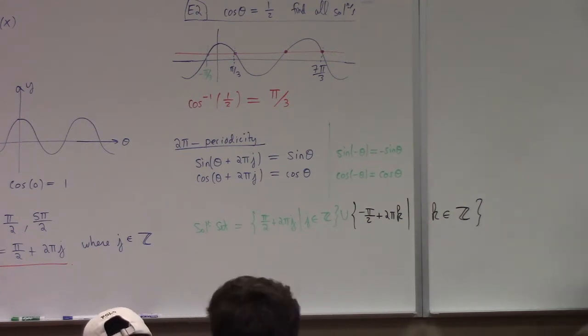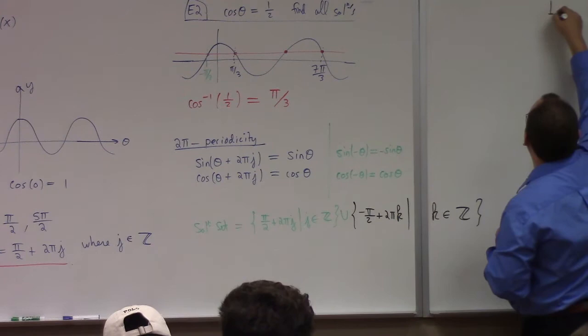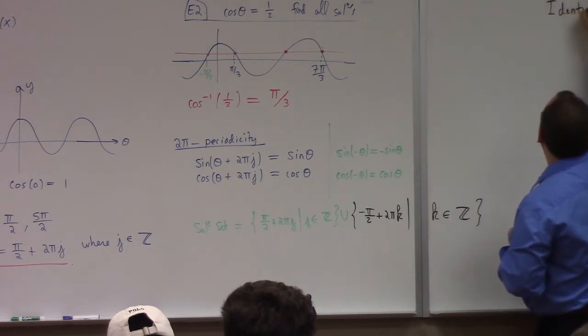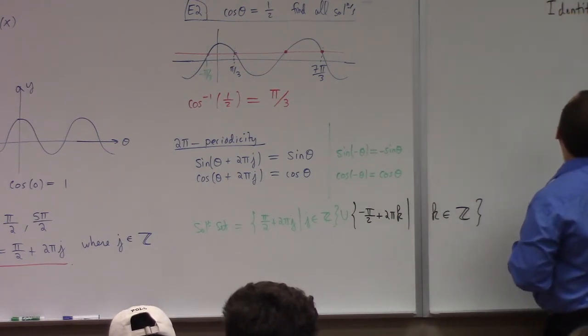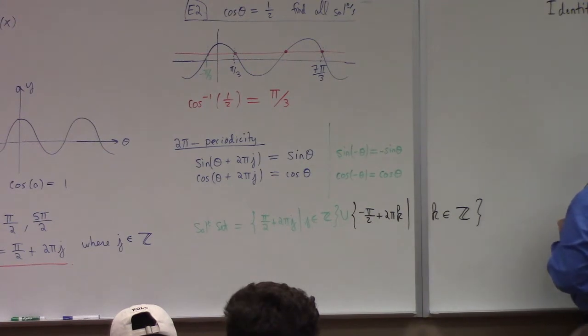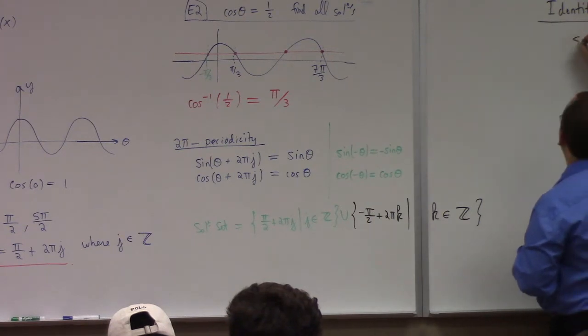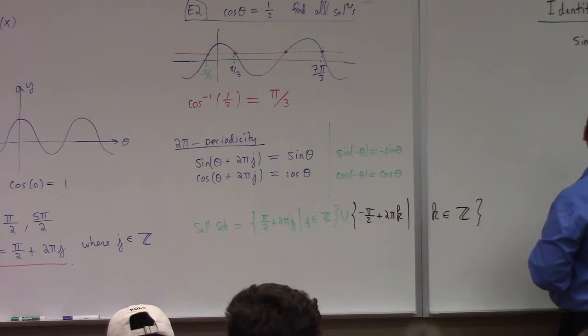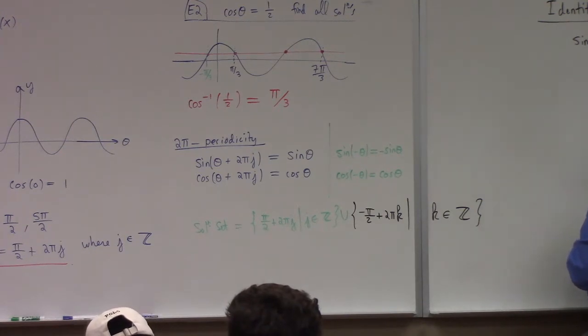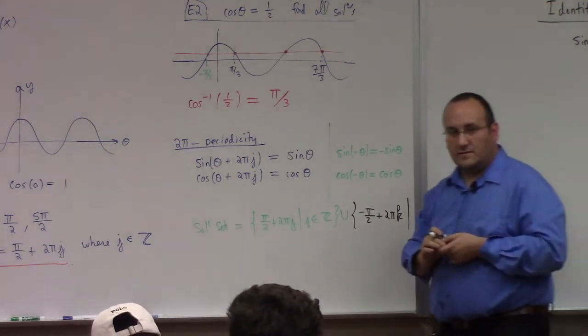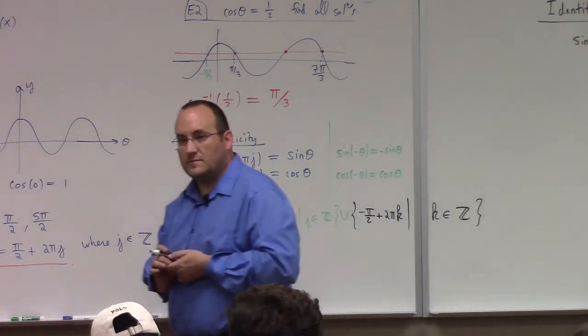The next thing is identities. What are important identities that we know for trigonometric functions? Can you guys tell me? I mean, one of you told me already. I'll write down the one you told me already. The beloved Pythagorean identity, right? Cosine squared theta plus sine squared theta equals 1, right? What else do we know?